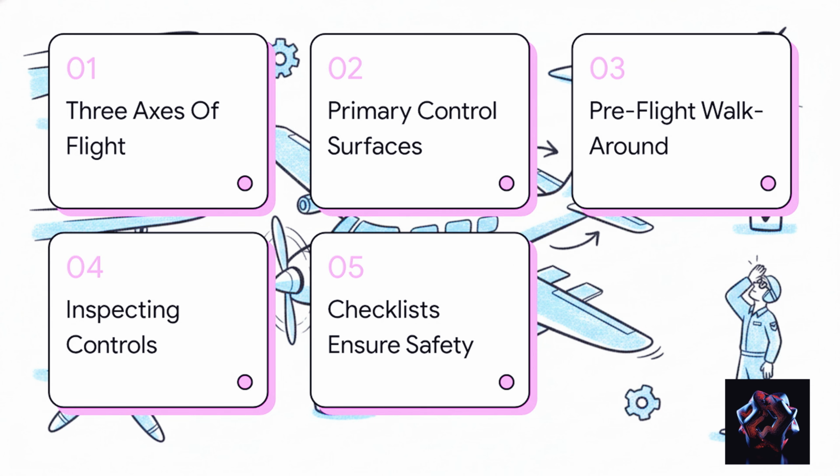So we're going to connect the aerodynamic theory of control surfaces directly to your pre-flight inspection training. Okay, let's take a quick look at our flight plan for today. We're covering 1. The 3 axes of flight. 2. Primary flight control surfaces. 3. The pre-flight walk-around. 4. Inspecting the control surfaces. And finally, number 5, how checklists ensure flight safety.